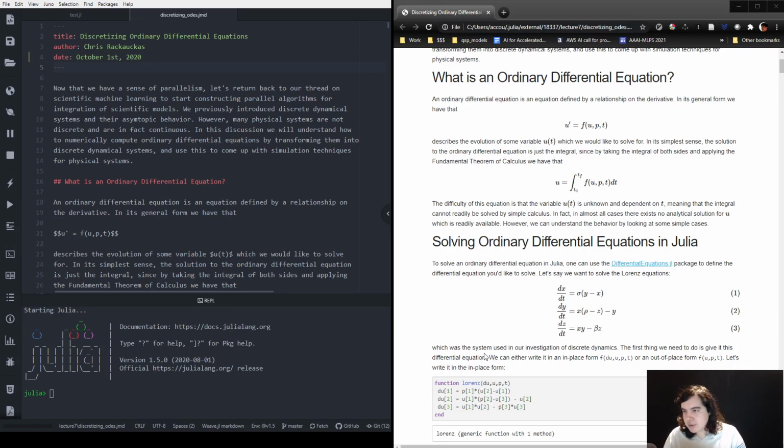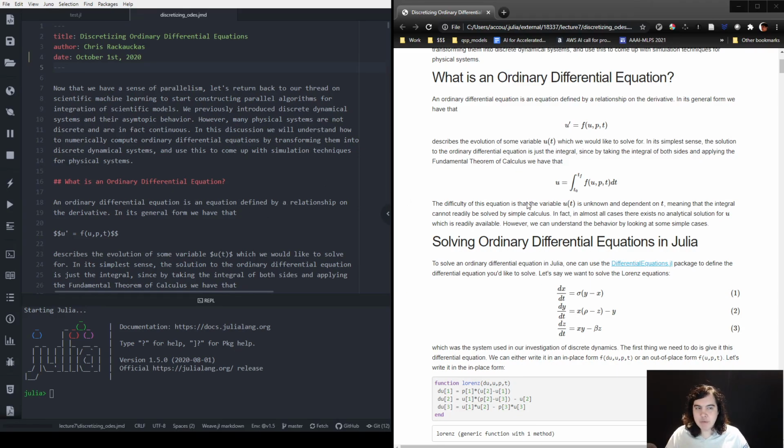And just like we discussed with the discrete dynamical systems, you can have vector forms of this as well. So u can be a vector. u' would mean the derivative of every single component. So let me write this down. One second here.